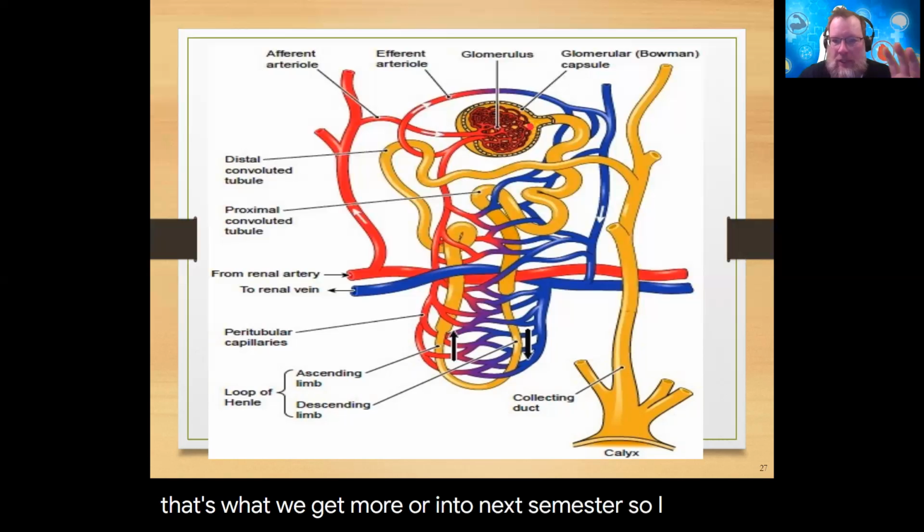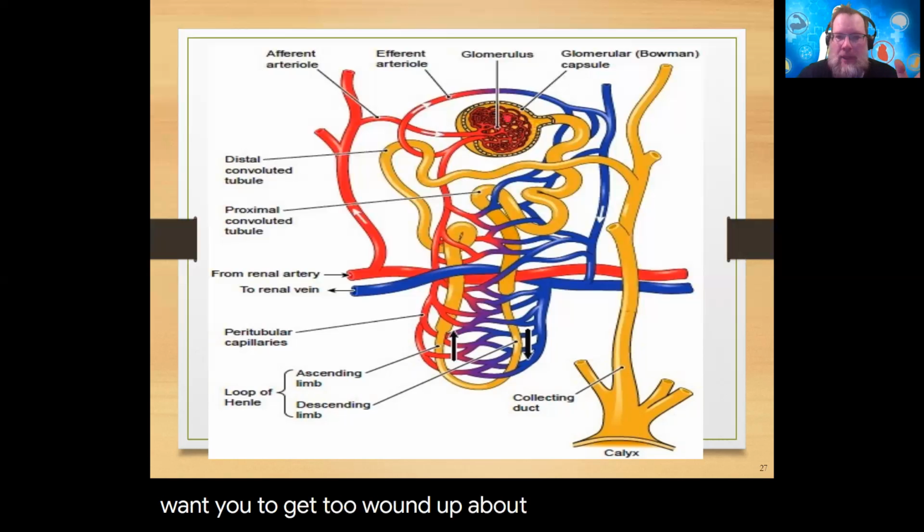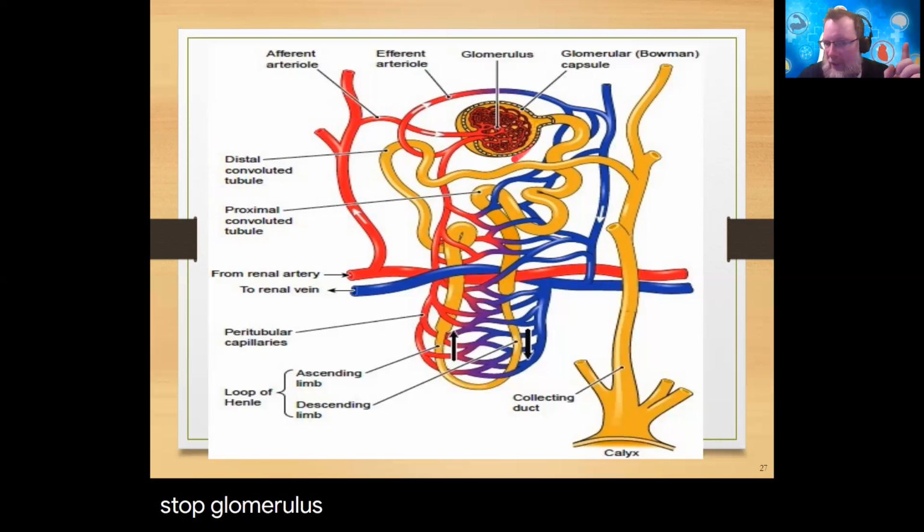So I don't want you to get too wound up about some of the functional or physiological aspects. Just know that first stop, glomerulus, surrounded by the Bowman's capsule. That's the first point of the nephron. That's the first spot where we're going to start forming urine.